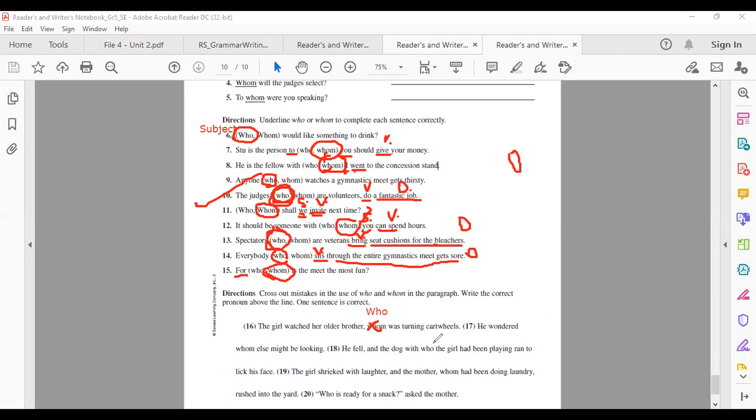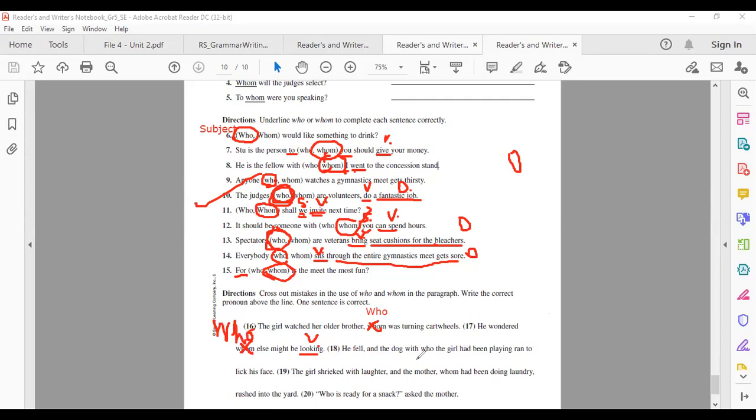Come on. He wondered whom else might be looking. So else might be looking. Where's the verb? Looking. I have a verb, which is looking, but I don't have a subject. Then this should be who.